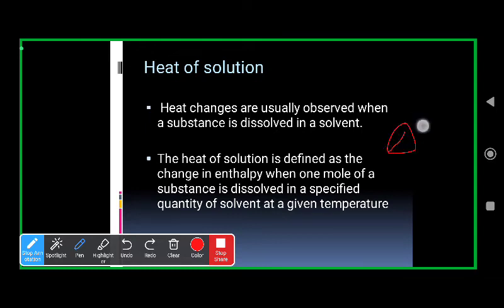So change in enthalpy delta H when 1 mole of a substance is dissolved in specified quantity of solvent at a given temperature.